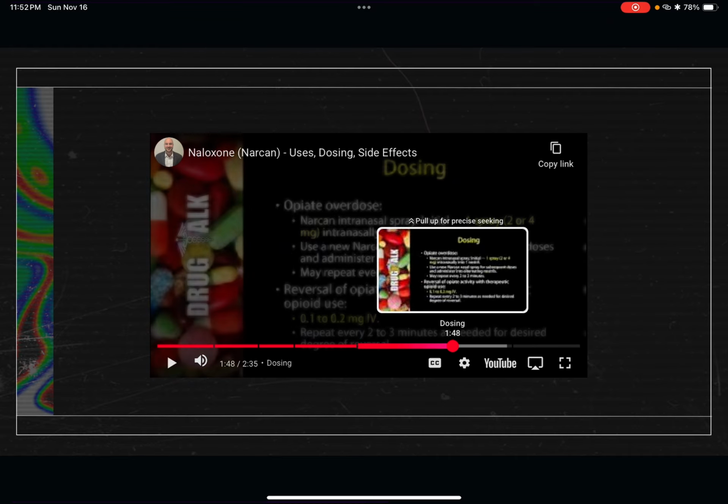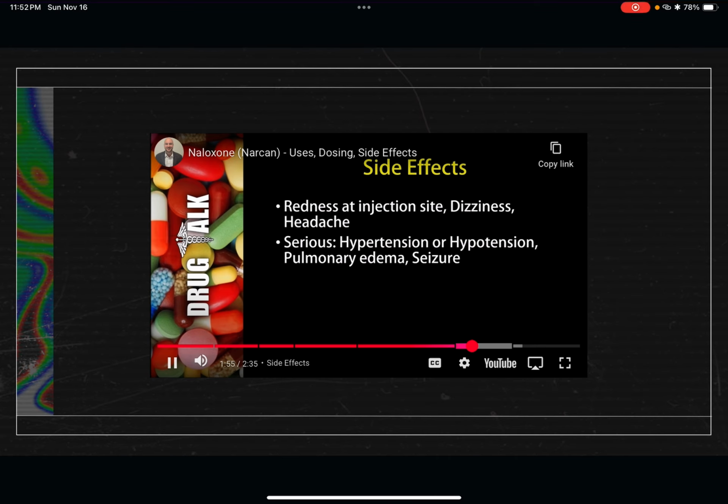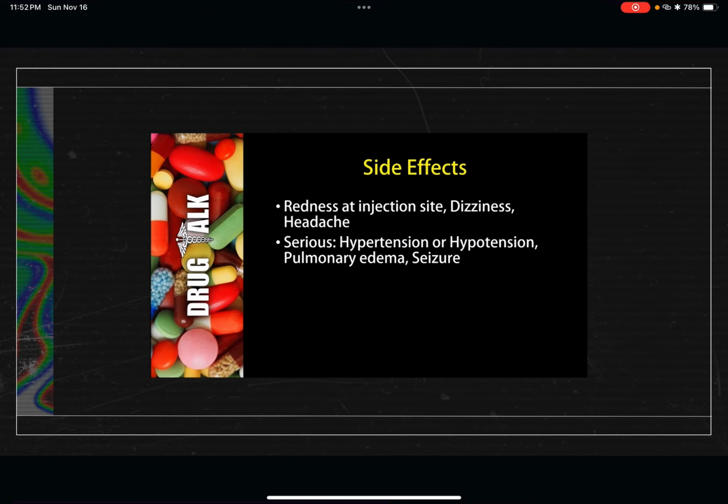Also in this video, it talks about the side effects. We'll go over some of those here now. Some patients may experience redness at the injection site, dizziness, or a headache. Some more rare but serious side effects would be hypertension, high blood pressure, or hypotension, low blood pressure, pulmonary edema, or a seizure.